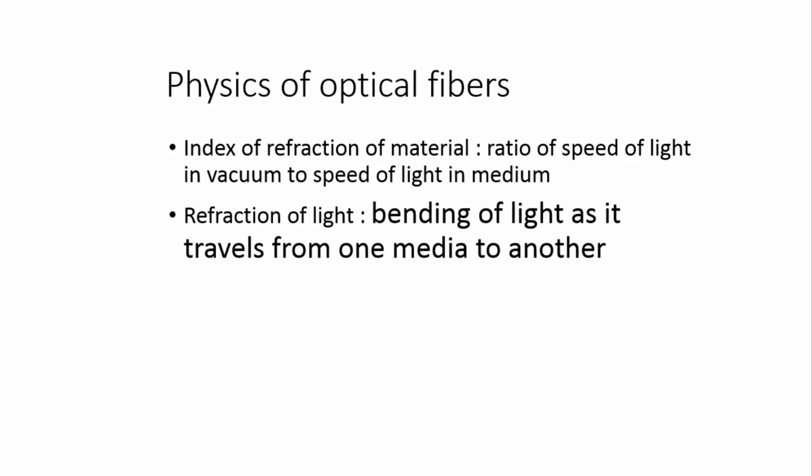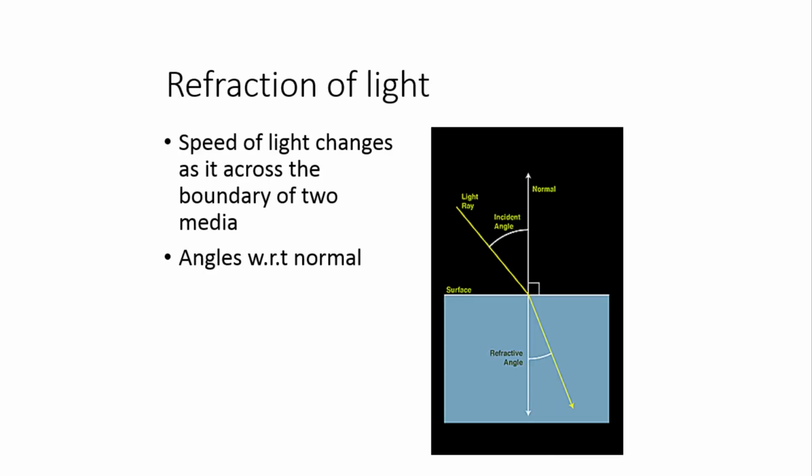Bending of light as it travels from one medium to another. Refraction of light: the speed of light changes as it crosses the boundary of two media. If you observe here, the light rays are incident on the surface. After that, they are transmitted into, or refracted into, the other medium, right?